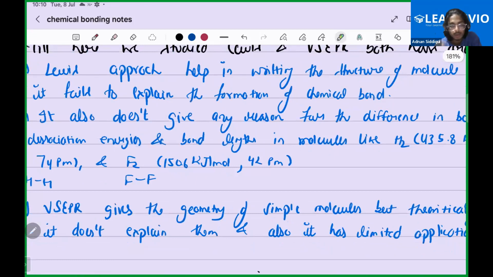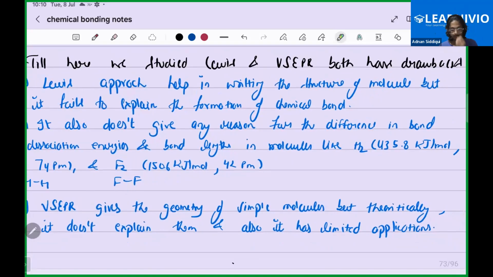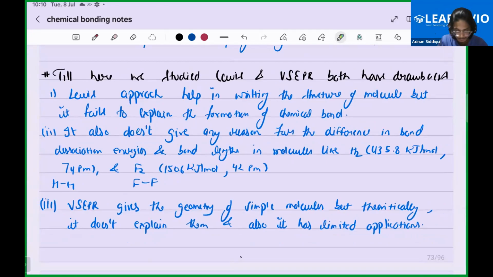So a question for you: between H2 and F2, which bond would be easier to break? Easier to break. F2, great. The reason is what? Because H2 would be hardest because it needs one electron to make a full octet. And plus it is close to the nucleus.